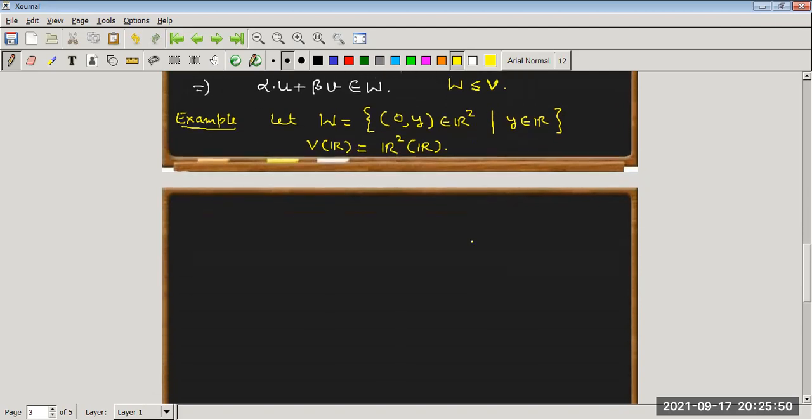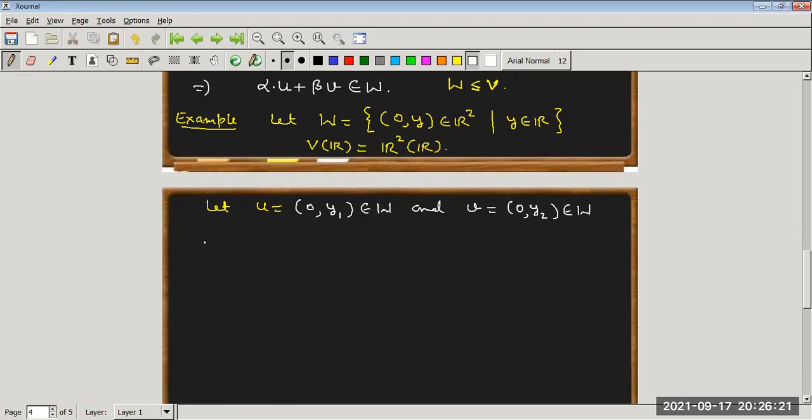Now, what type of elements are there in W? The first entry is 0, the second is any real number. So we pick any two elements. Let u = (0, y1), which belongs to W, and v = (0, y2), which also belongs to W.